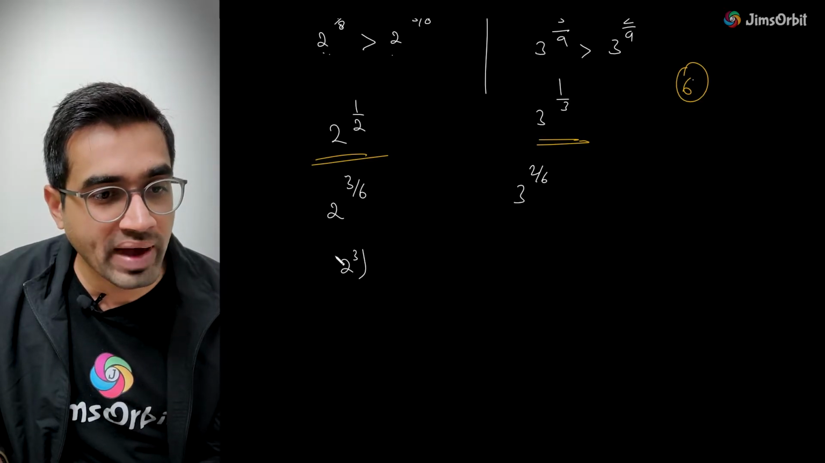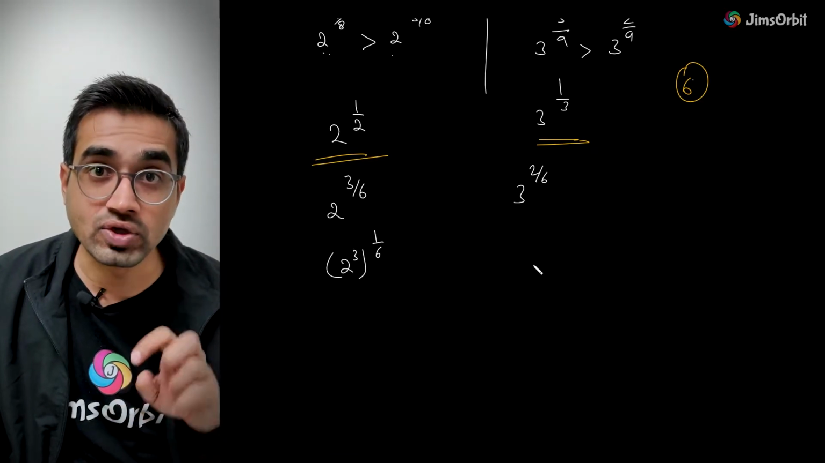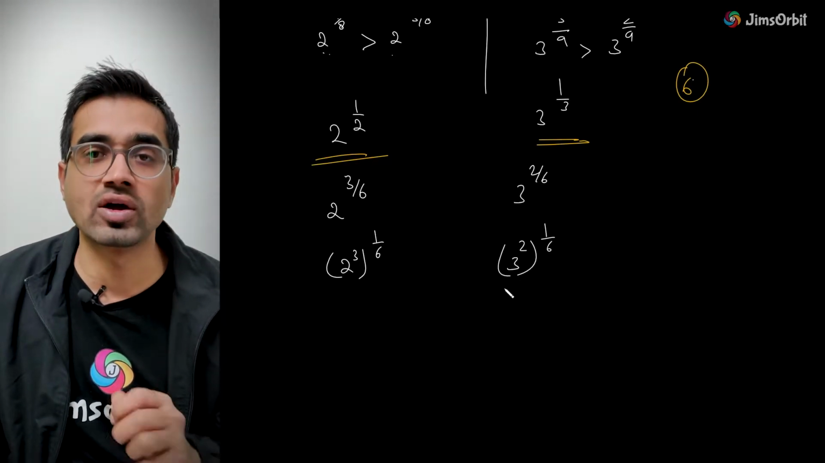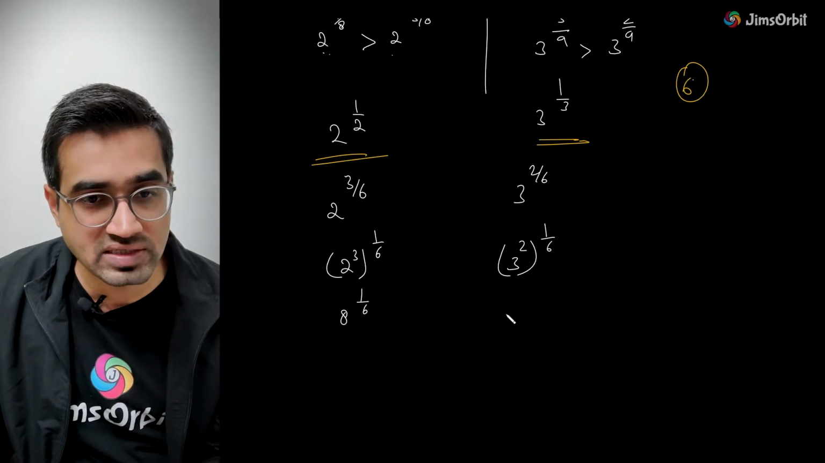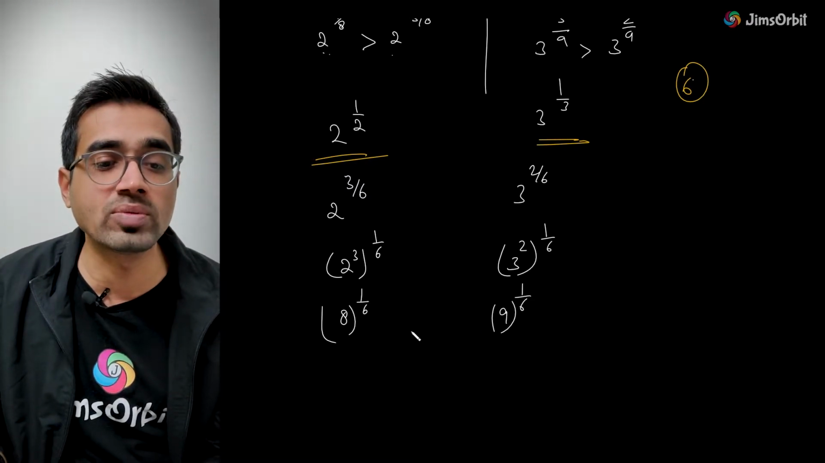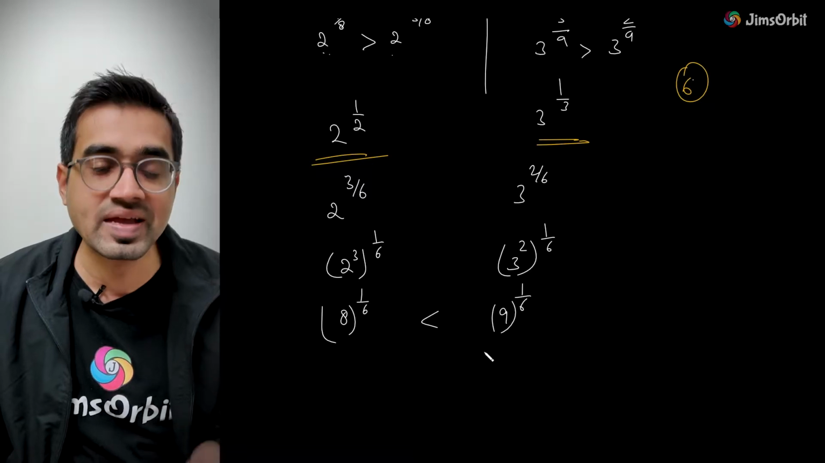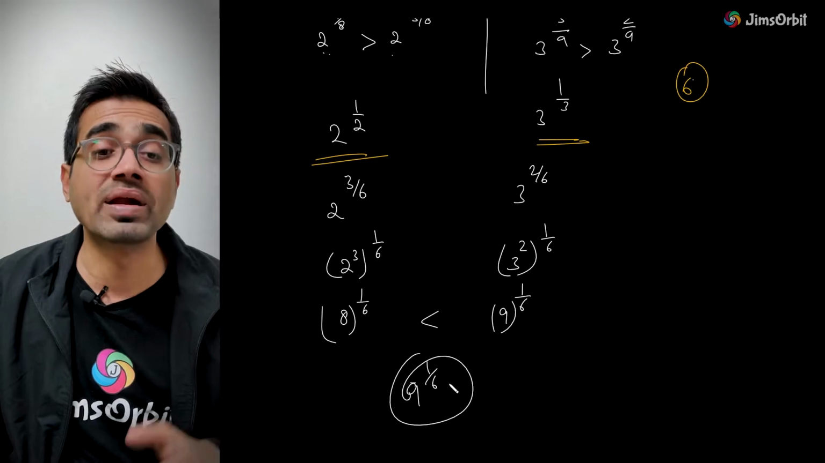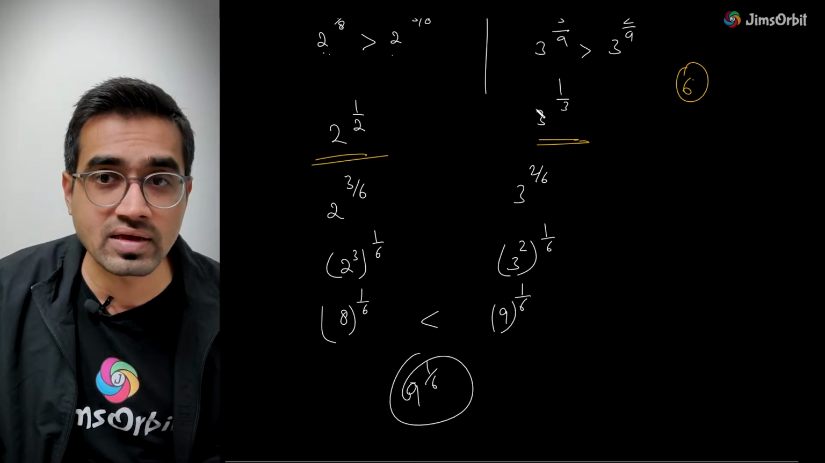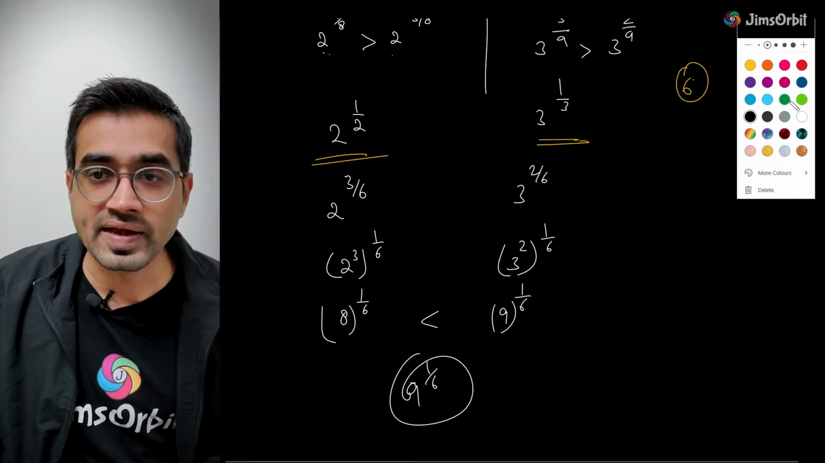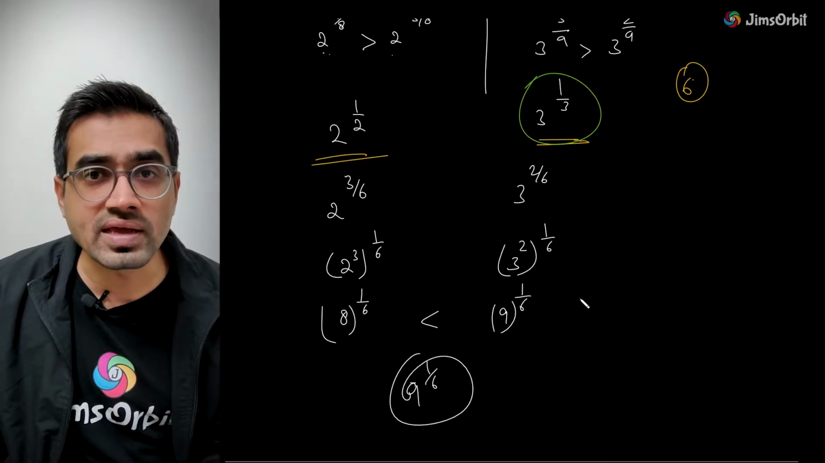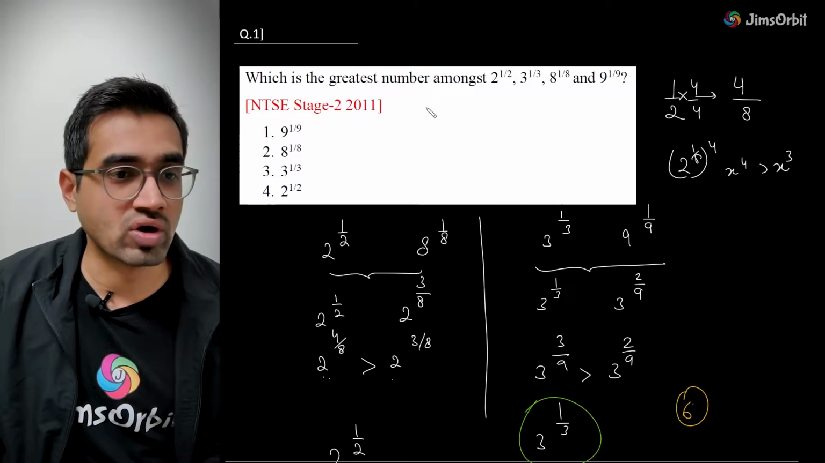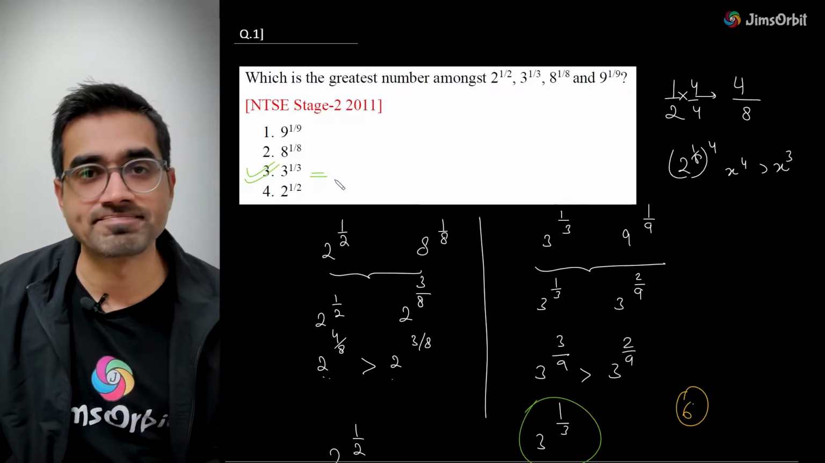Okay, so bring 2 cube inside and keep 1 by 6 outside. You're learning a lot of things now. Bring the square inside and keep 1 by 6 outside. Now you see it is 8 to the power 1 by 6. This is 9 to the power 1 by 6. Obviously 9 to the power 1 by 6 is more than 8 to the power 1 by 6, and henceforth the answer is 9 to the power 1 by 6 is the greatest value, but it came from 3 to the power 1 by 3. It came from, just a minute, it came from 3 to the power 1 by 3, and hence 3 to the power 1 by 3 is the largest value. So our answer is 3 to the power 1 by 3.